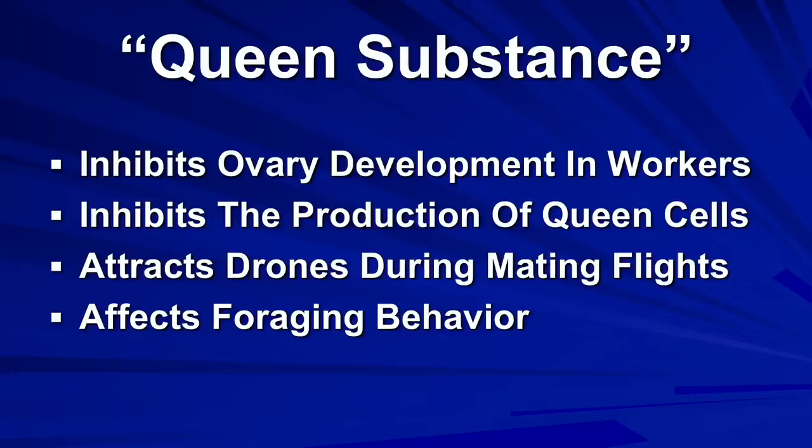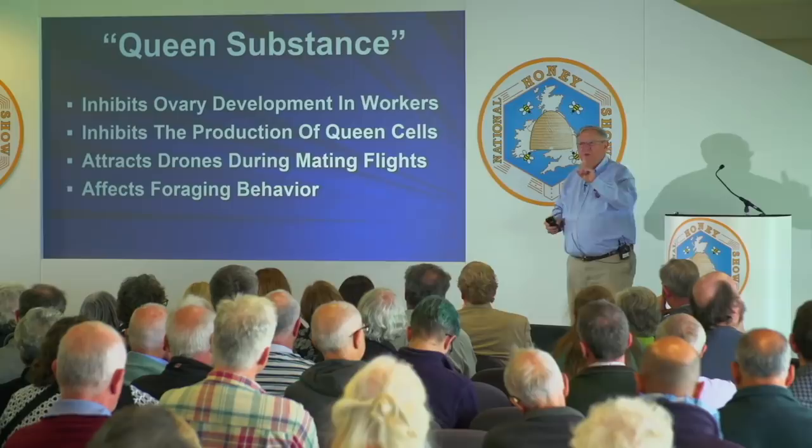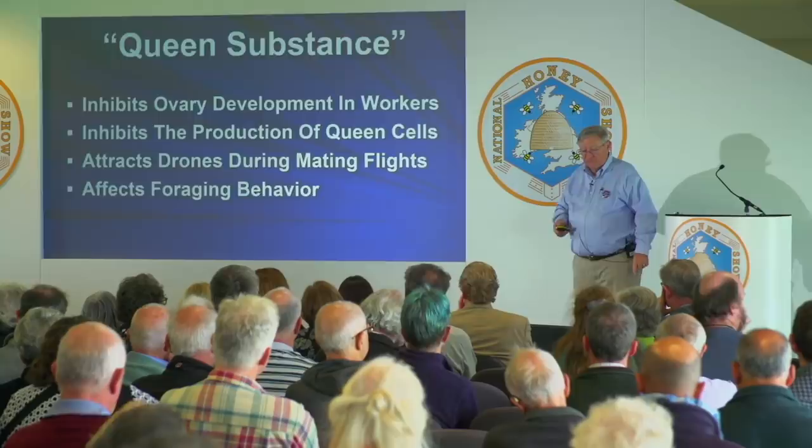Queen pheromone has many other functions. It attracts drones during the mating flight. It affects foraging behavior of the workers. It has many, many different effects that we don't have time to talk about today. But the one that we're going to spend our time on is it inhibits the production of queen cells.